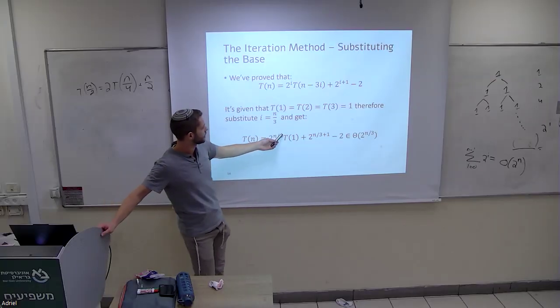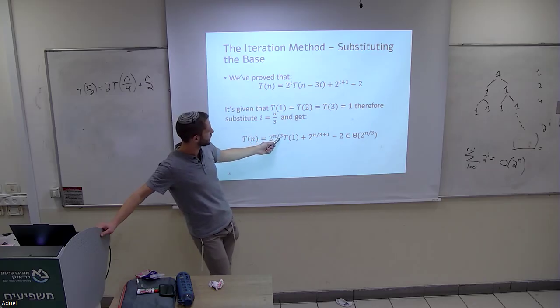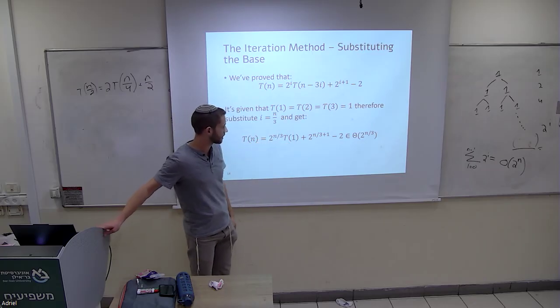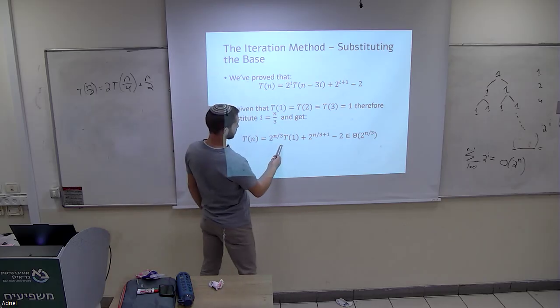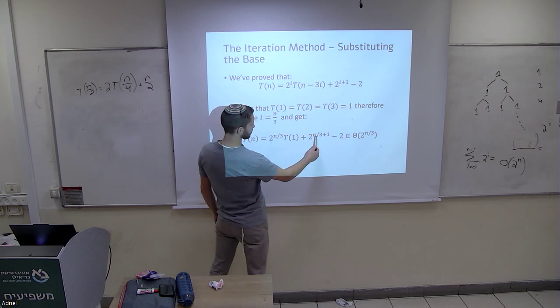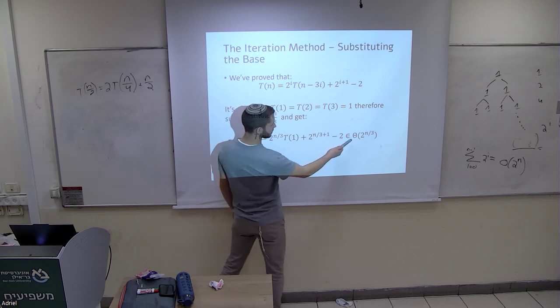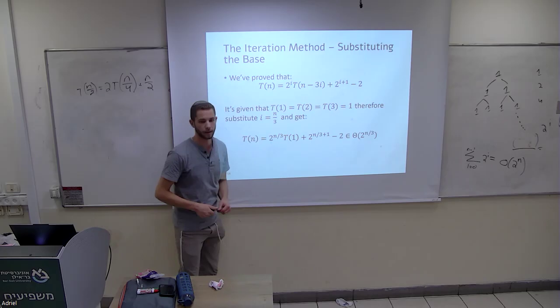Alright, so now I'm substituting, so all these 2 to the power n divided by 3 times all these different things. Basically, this and this are basically the same. It's just theta of 2 to the power n divided by 3.